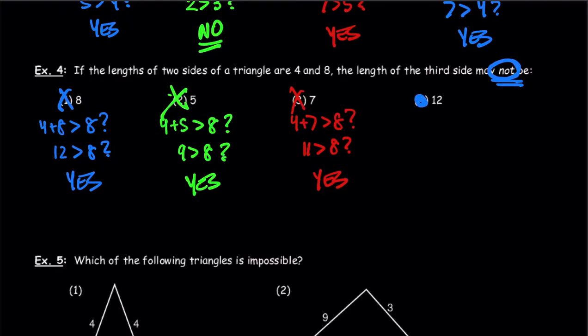It's a 12. So 12 would go on the end. Is 4 plus 8 greater than 12? Is 12 greater than 12? No, it's not. That is the one that is false.